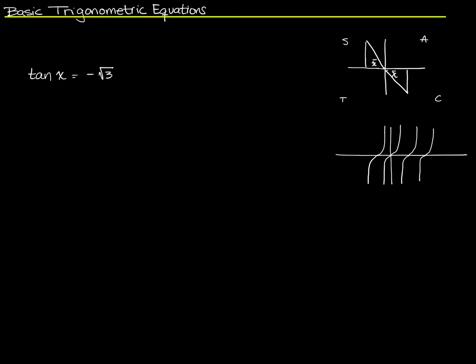Tangent is opposite over adjacent. In quadrant 2, I have the square root of 3 over 1, but my 1 is negative because it's on the negative x-axis. The square root of 3 is positive because this line segment, this vertical that I dropped, is parallel to the positive y-axis. In quadrant 4, my square root of 3 is negative because its corresponding line segment is parallel to the negative x-axis. But my 1 is positive because I'm on the positive x-axis.